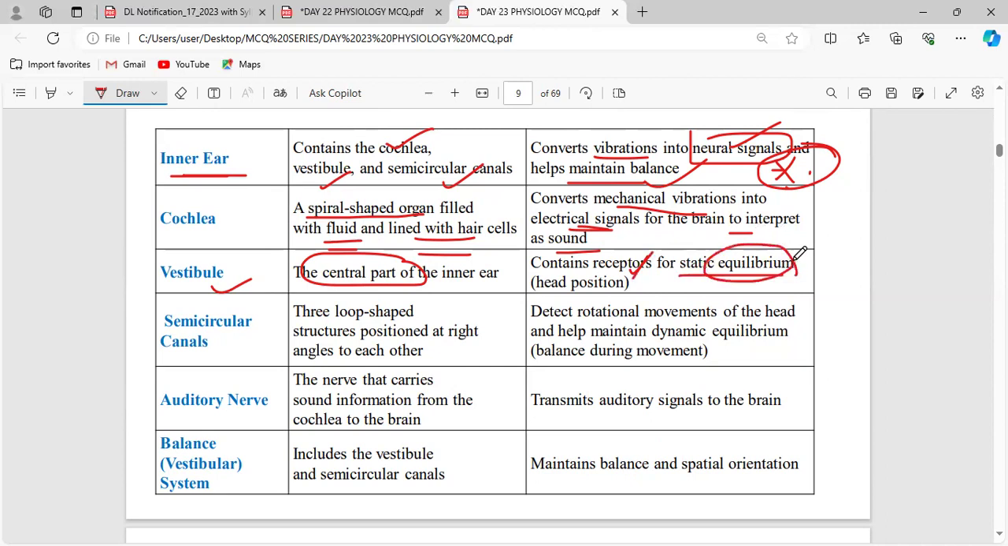Once again, equilibrium means what? Maintaining a balance. Now, semicircular canals. A semicircular canal is a three loop-shaped structure. It is positioned at right angles to each other. Right angles means what? It looks like this.